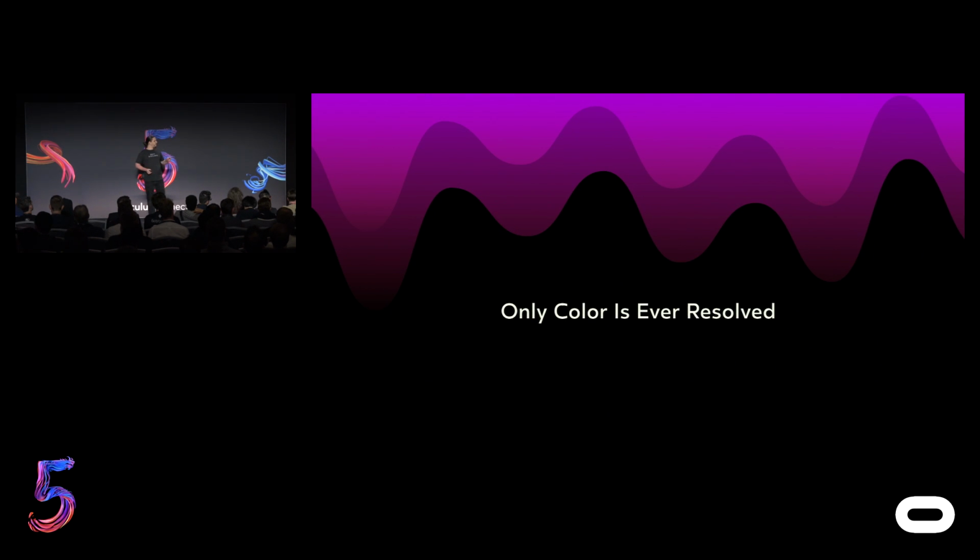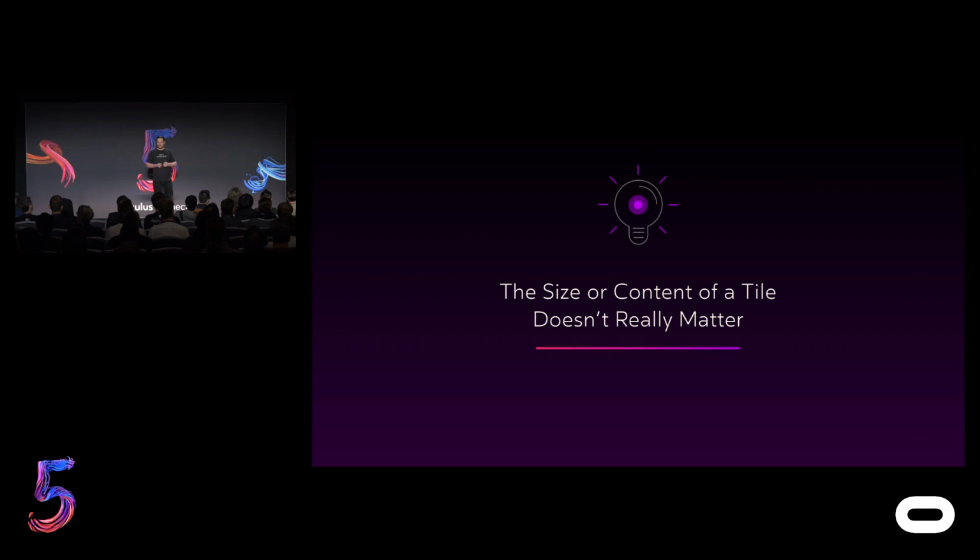So the important thing to know about this whole render, resolve, render, resolve, render, resolve process is that only color is ever actually resolved, right? So depth information, for example, isn't actually copied out of the tiler. And because of this, the size of your tiles doesn't really matter. It doesn't matter if your tile is tiny, like 200 by 200 pixels, or large, like 500 by 500 pixels.